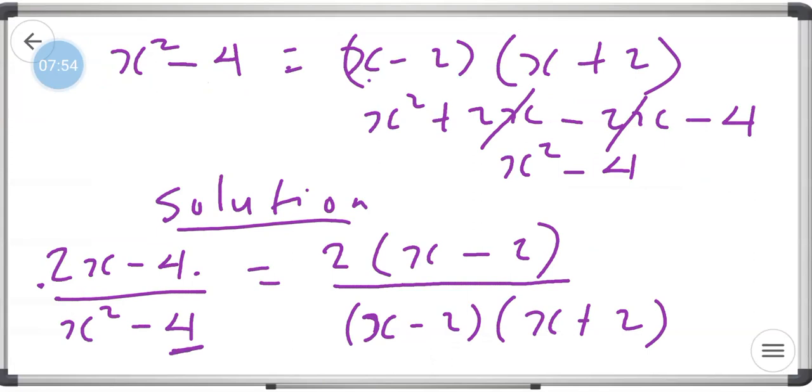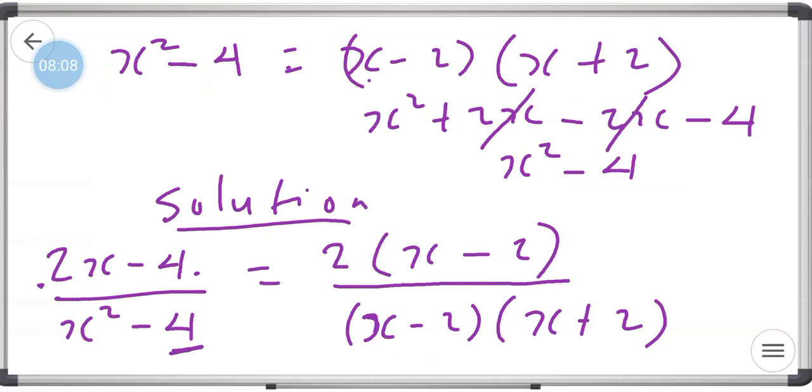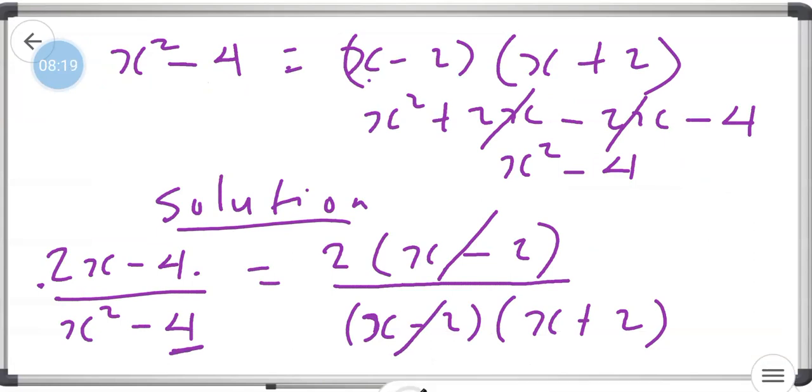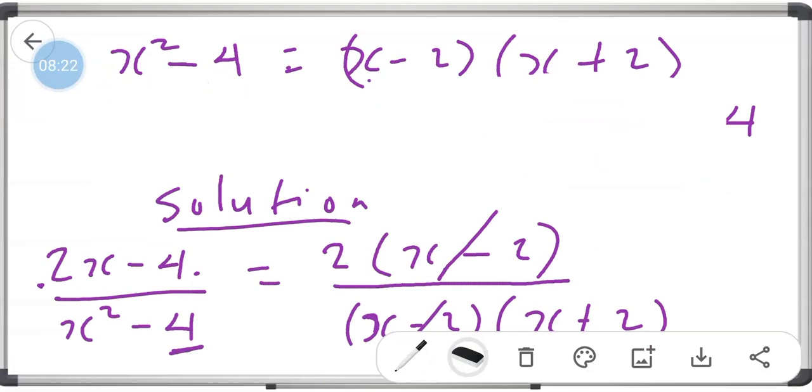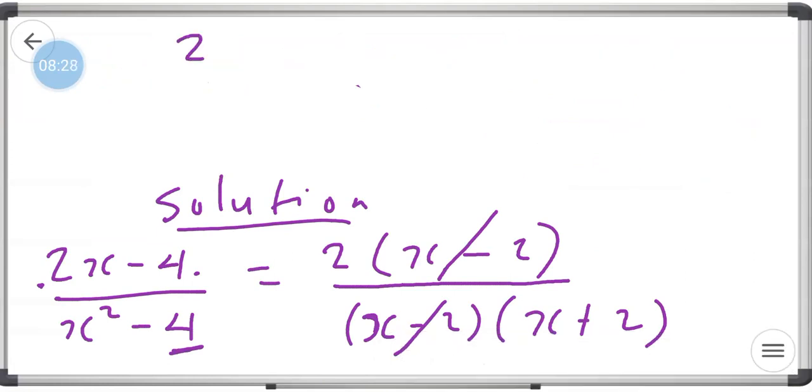So you can see that we got that back. We got x squared minus 4 back. So this is the difference of two squares. Now from here, we have x minus 2 in this bracket and x minus 2 in this bracket here, which will cancel. So from here now, we'll be having 2 all over x plus 2.